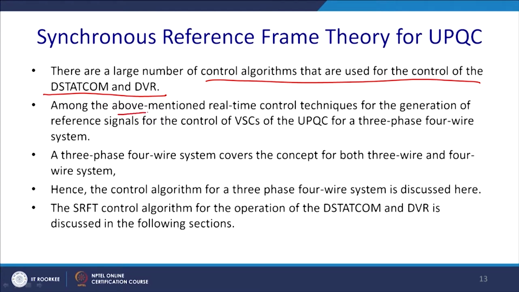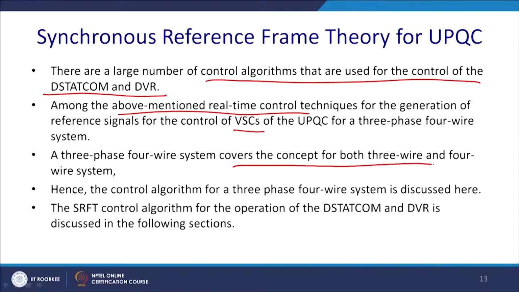Among the above-mentioned real-time control techniques for the generation of the reference signals for control of the voltage source converter of the UPQC, we shall consider a 3-phase 4-wire system. So, we shall add some kind of new addition. We shall consider that it is in a distribution network. For this it is a 3-phase 4-wire system. So, for this in the STATCOM we will either have 4 legs or the midpoint of the capacitor can be connected with the neutral.